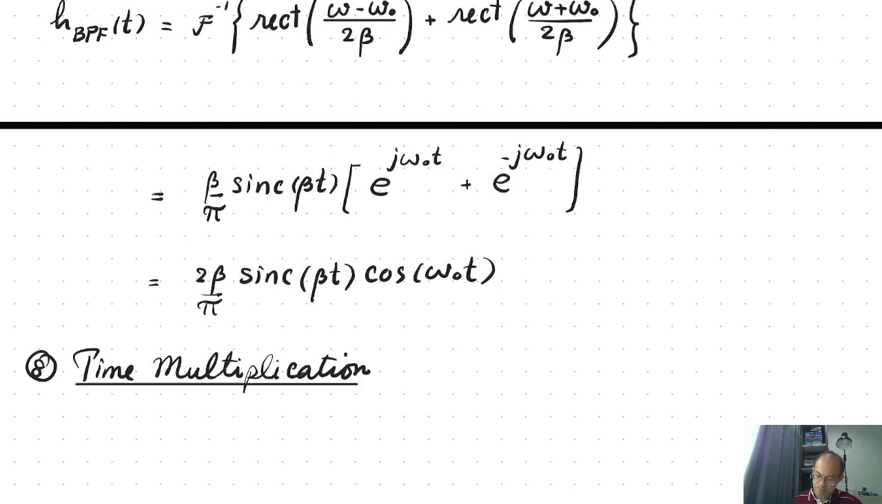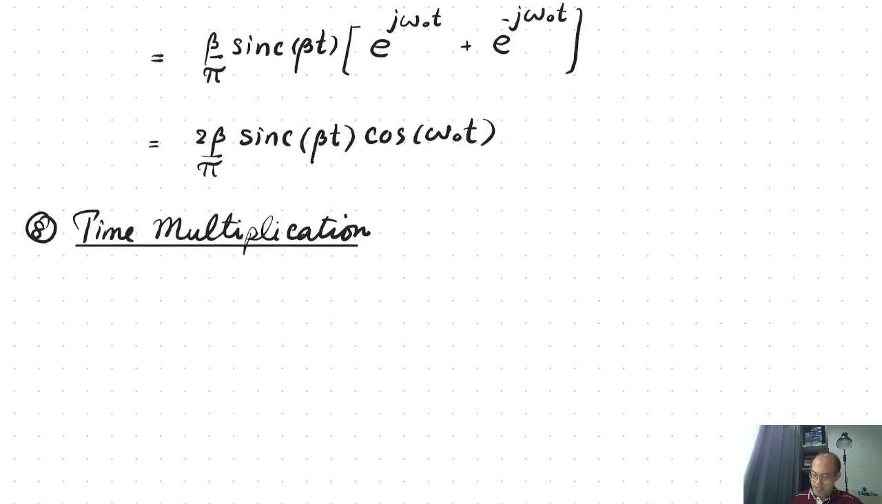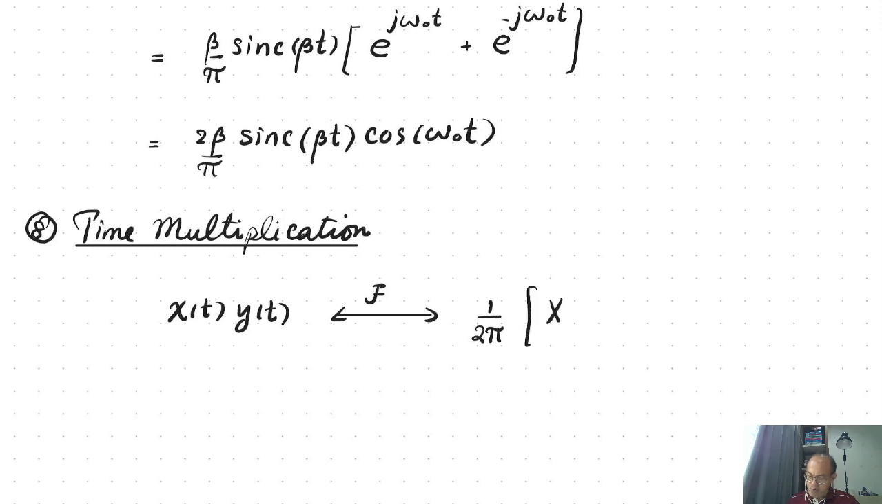Now the time multiplication property goes like this. If we multiply two signals together, x and y, and we take the Fourier transform, the result would be 1 over 2 pi times the Fourier transform of x convolved with the Fourier transform of y. Now the convolution has to be carried out in the omega domain, right? In the omega domain.